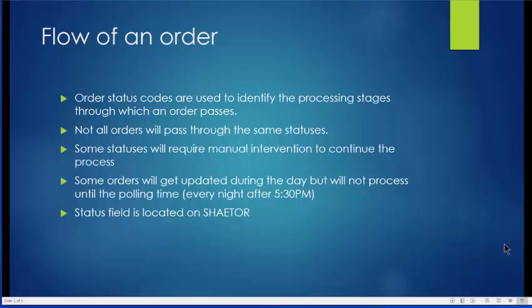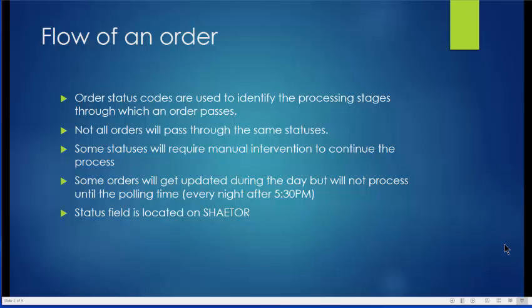The codes will show you where the order begins and then each status it goes through before it's fully processed. Not all orders will pass through the same statuses. If an order was submitted and the student selected awaiting grades, that order is going to go through a status of AG because it's selected for awaiting grades. But if another order where the student wanted the transcript immediately processed, it'll never go through the AG status.